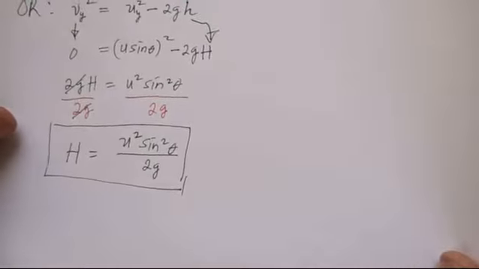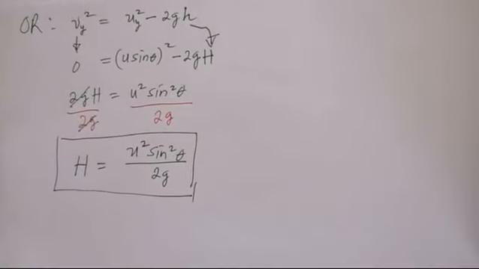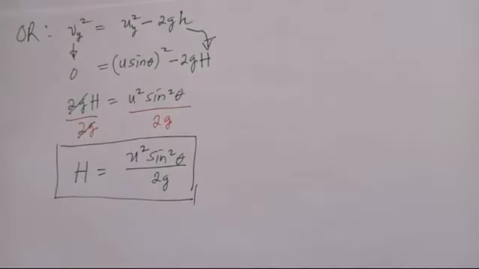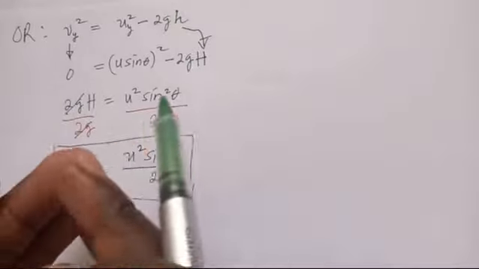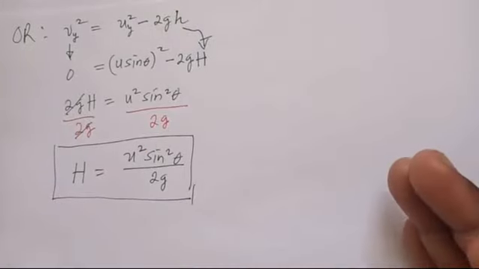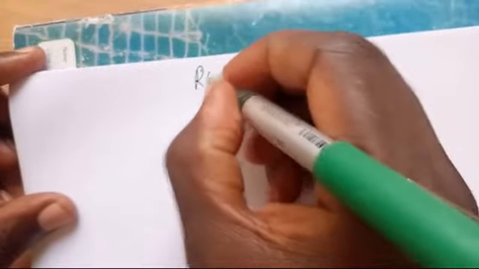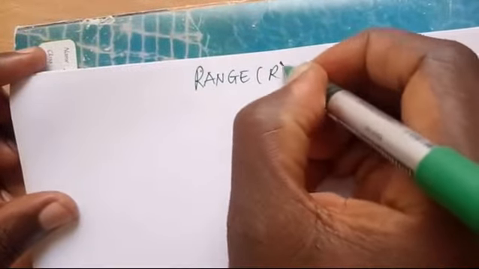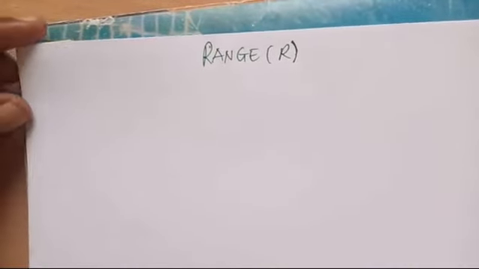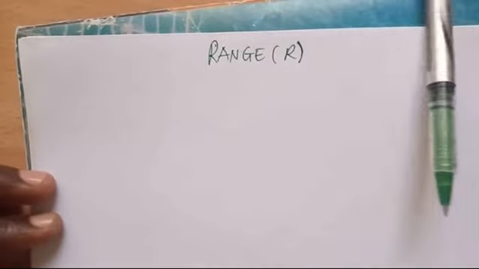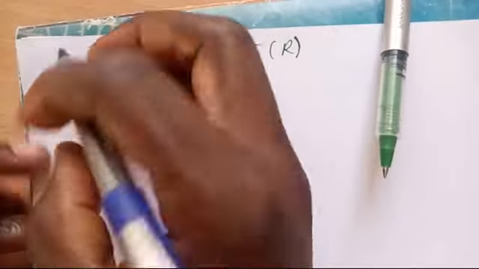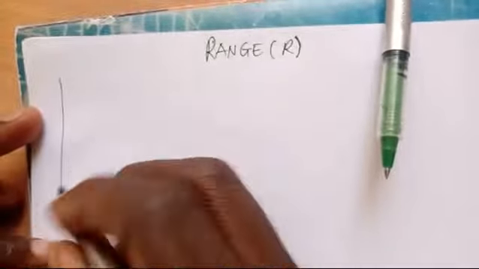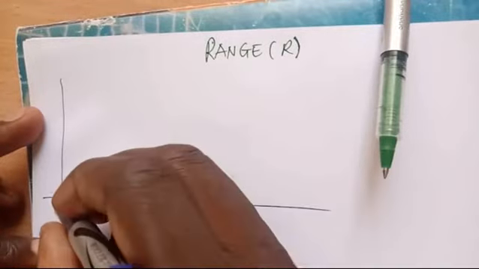Then we can move on to another important concept of a projectile, which is the maximum horizontal distance covered, which we have a name for, and the name is range. The range of a projectile. This range is given the letter capital R. The range of a projectile, again, I have to draw this.